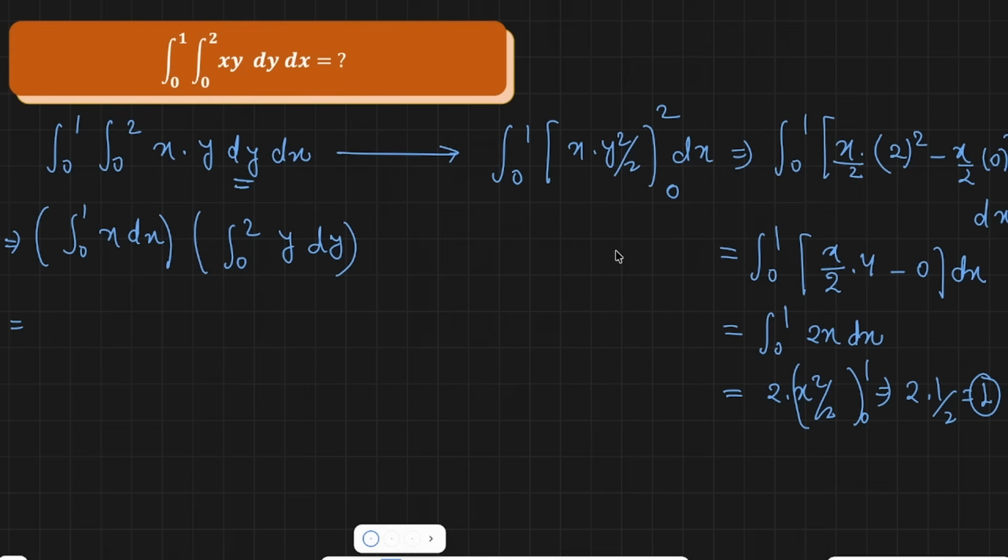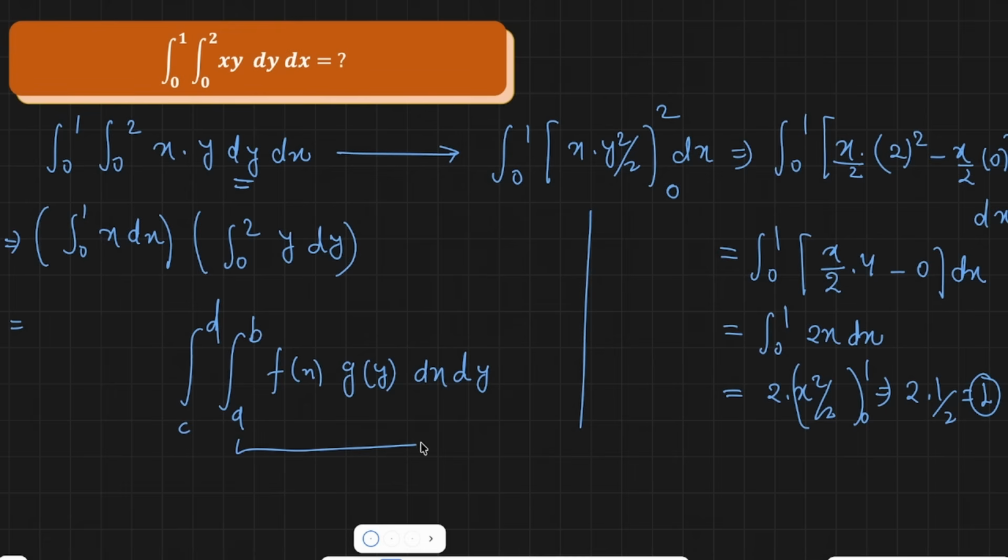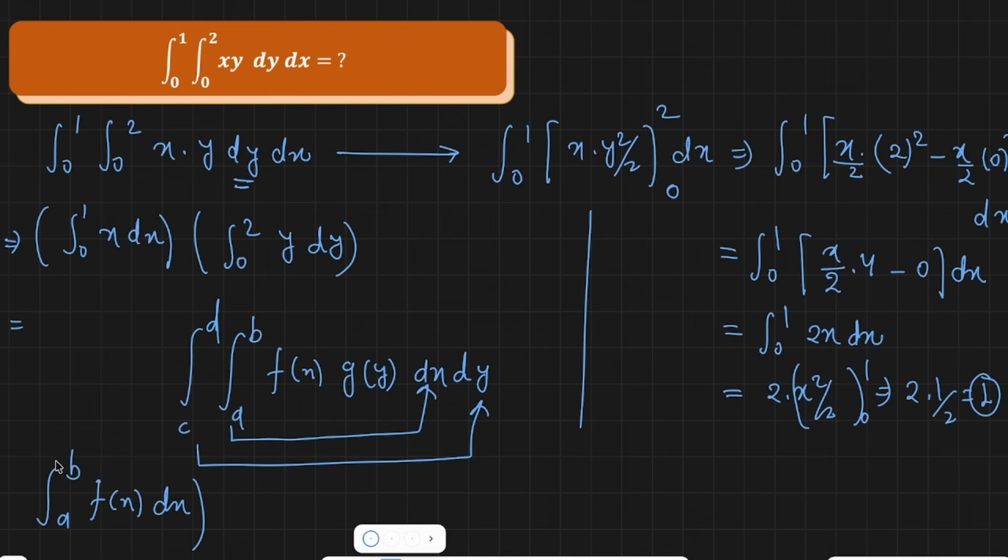So if you have any integral like this, f of x and g of y dx dy, you can write down these limits, because this is the limit. Let's say it is a to b, this is c to d. It is for constant limits only. So this is the limit of x, this is the limit of y. Simply you can write down like this: integral a to b of f of x dx into integral c to d of g of y dy. If we solve both integrals and then multiply, you can solve.